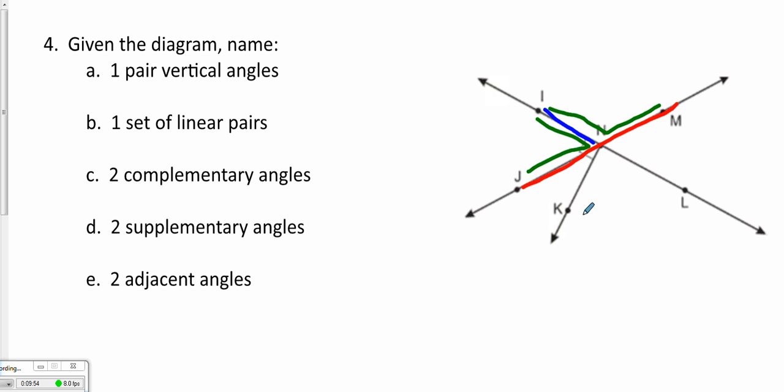There are other ones on here. But that's just a pair. That's one set that would work. We're not going to go through every single one of them.